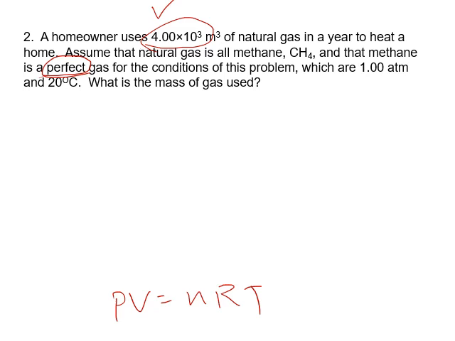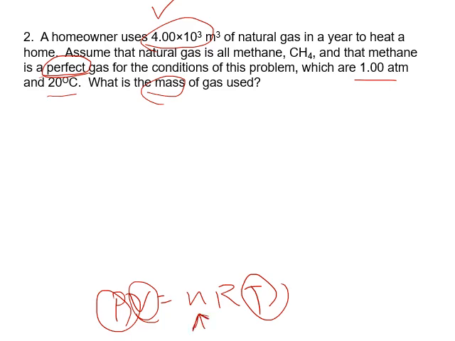The pressure is 1 atmosphere, temperature is 20 Celsius. It asks you to calculate the mass of the gas used. Now, if we look at the ideal gas law, what is given is the volume, pressure, and the temperature. It asks you to calculate the mass. So from this ideal gas law, we can calculate the number of moles, and then we use molar mass times number of moles. We can calculate the mass of the gas.